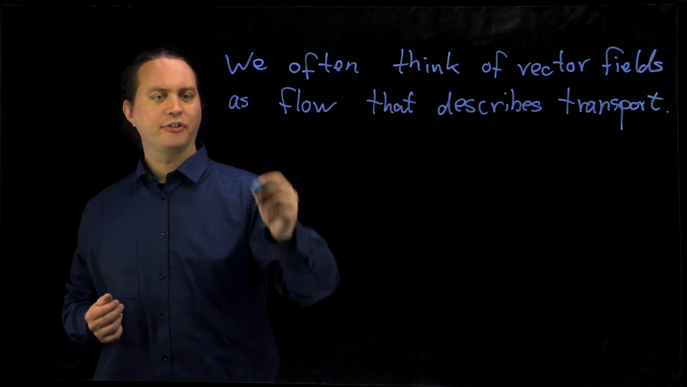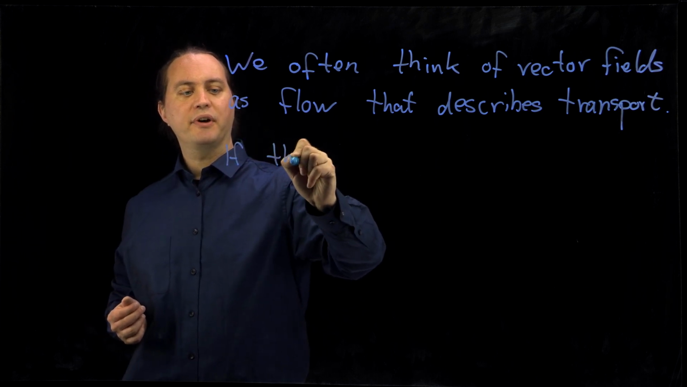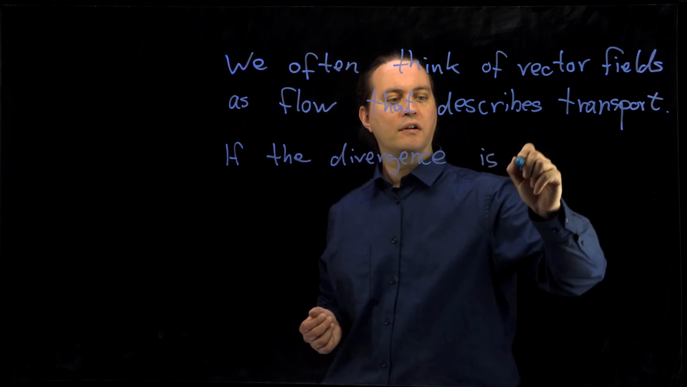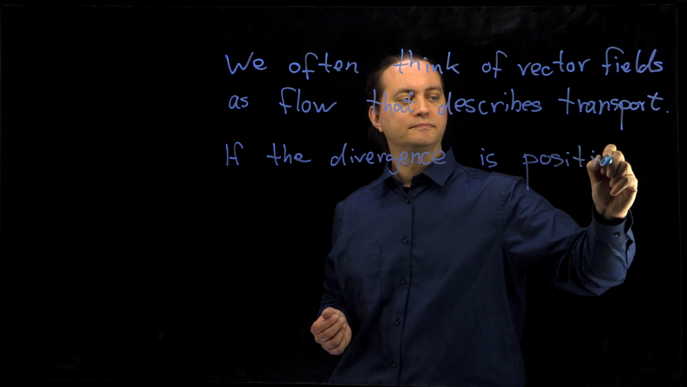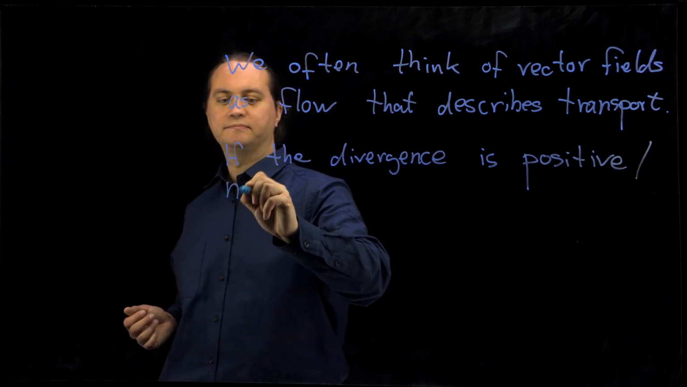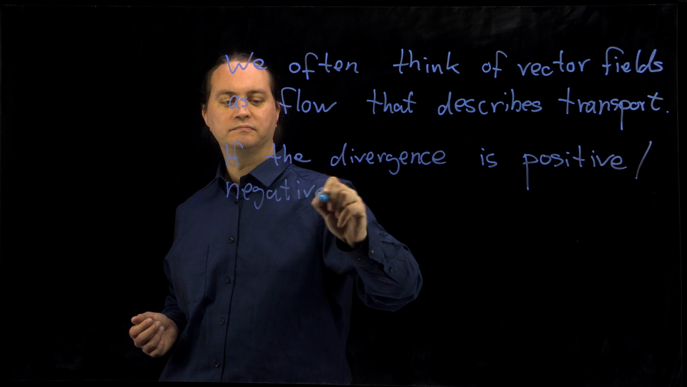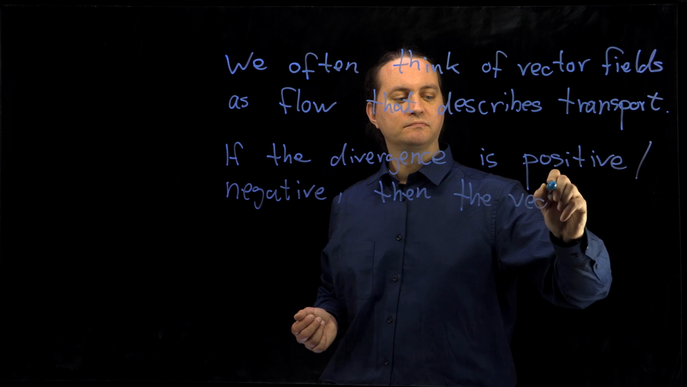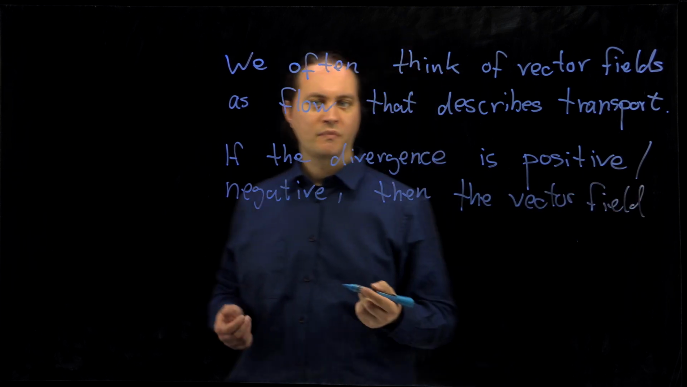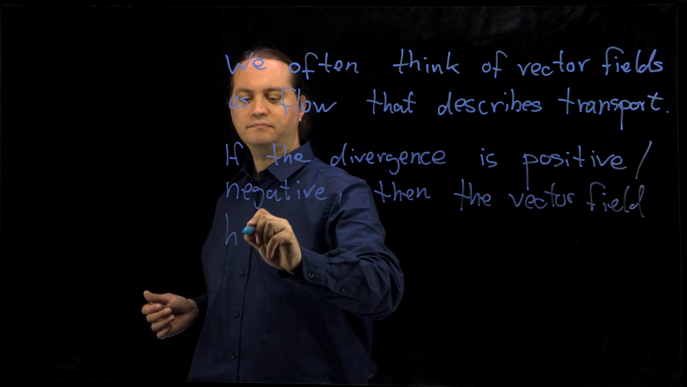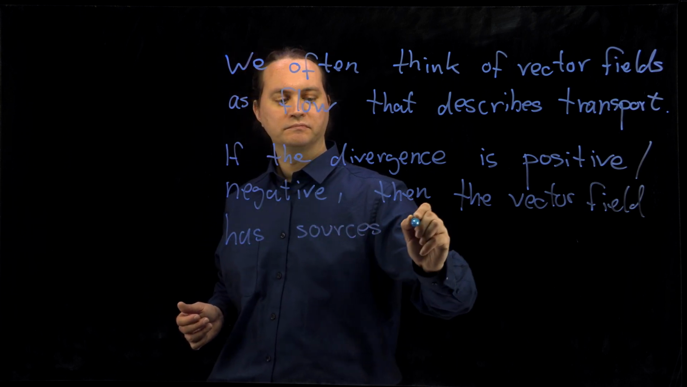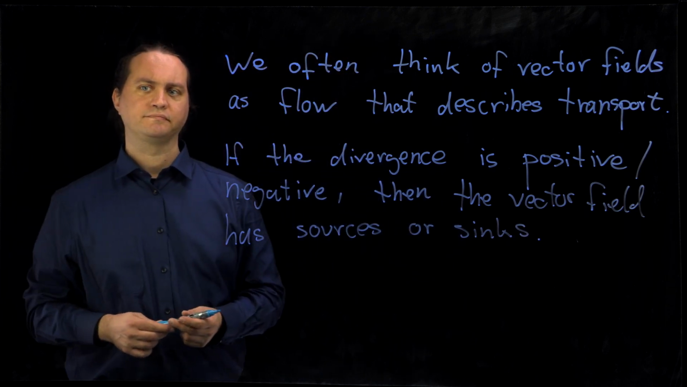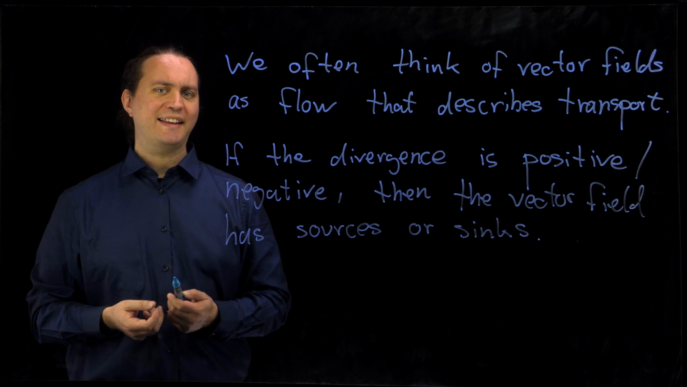We summarize it as follows. If the divergence is positive or negative, then the vector field has sources or sinks. In some sense, that captures the physical essence of the divergence.